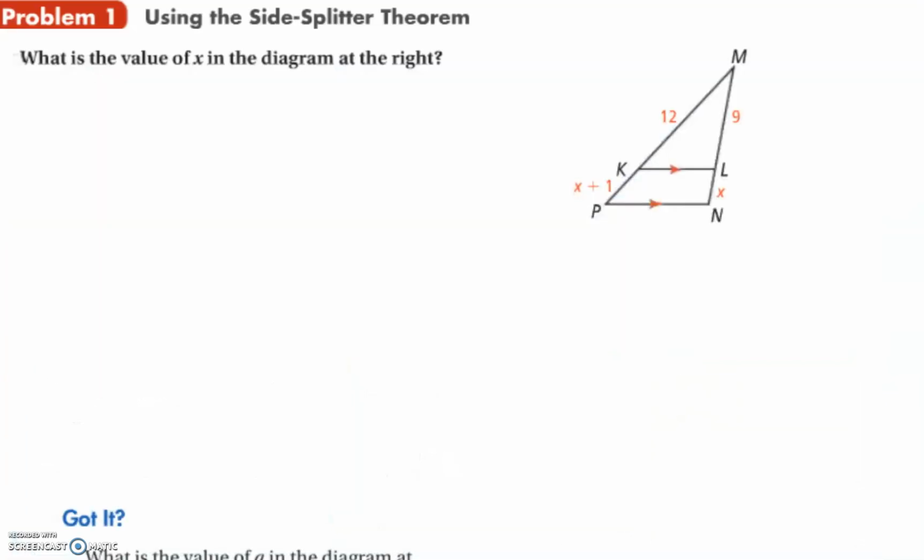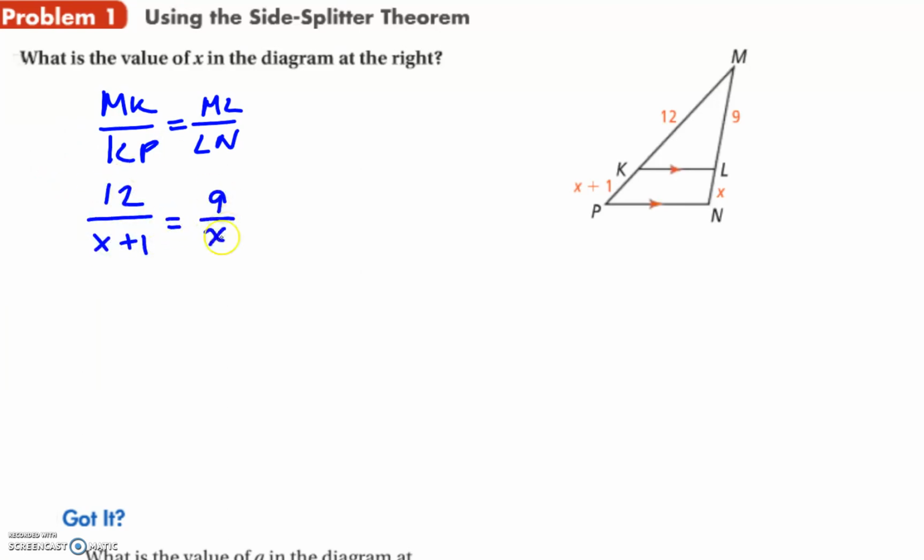Okay, so we're going to actually use this now. I notice that I've got the two parallel lines in my triangle here. One is the side of the triangle, one is on the inside. And I'm going to set up a proportion. For example, I could do the length of MK over the length of KP is equal to the length of ML over the length of LN. And then I've got some values that I can plug in there. So I know that it's 12 over x plus 1 is equal to 9 over x.